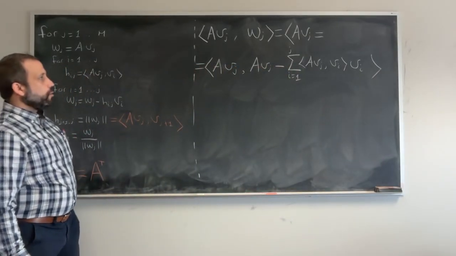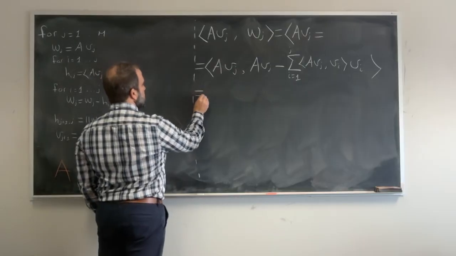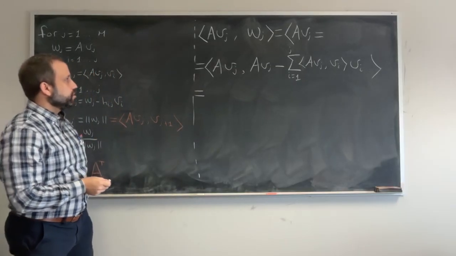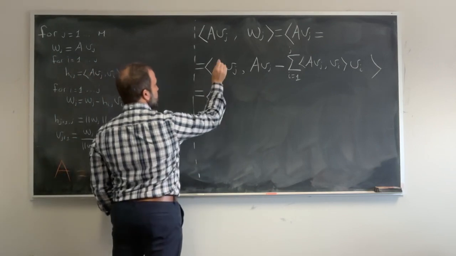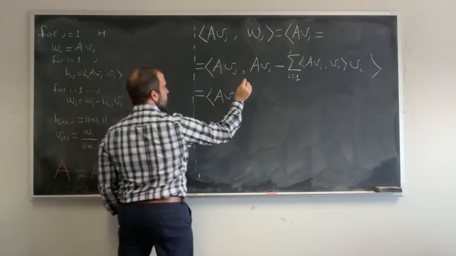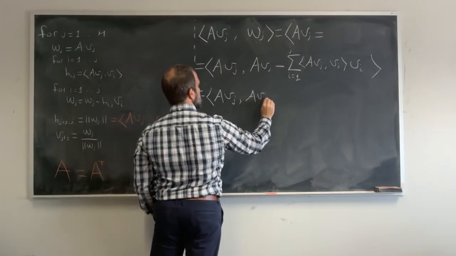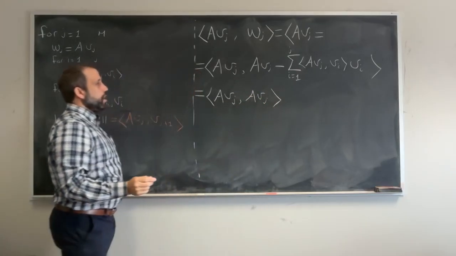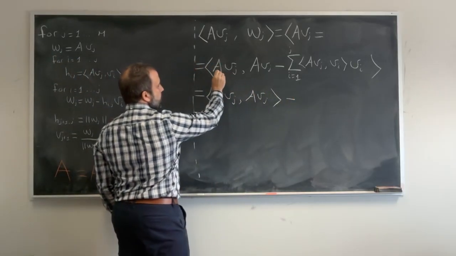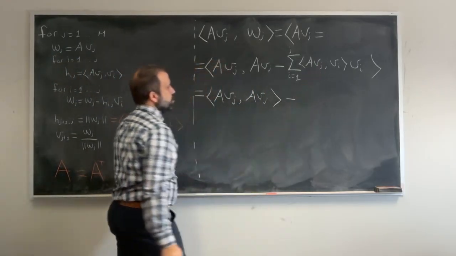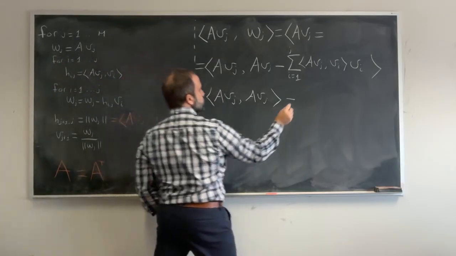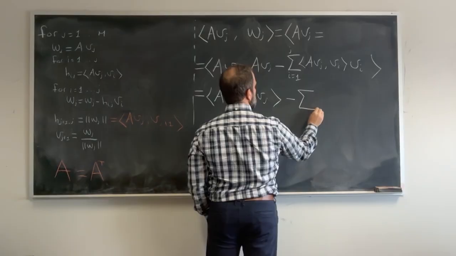Okay, and now we're just going to... the inner product is linear, so it's going to be the inner product of AVJ with this, AVJ. Okay, and then it's going to be minus the inner product of AVJ with this sum right here. And so when we do that, notice what's going to happen. Well, let me just write it out. I'm going to write it out in 2 steps.